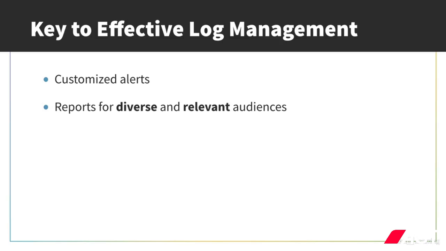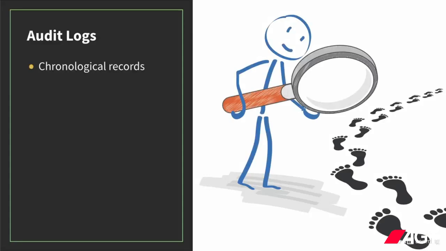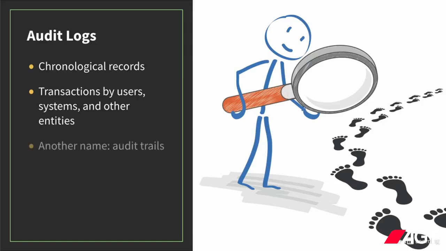I'd also like to add that the logging leading practices are essential for effective network forensics investigations, regardless of meeting compliance requirements. Audit logs are chronological records that provide documented evidence of the sequence of activities relevant to security events. They record transactions by users, systems, and other entities. Audit trail is another name for audit logs.